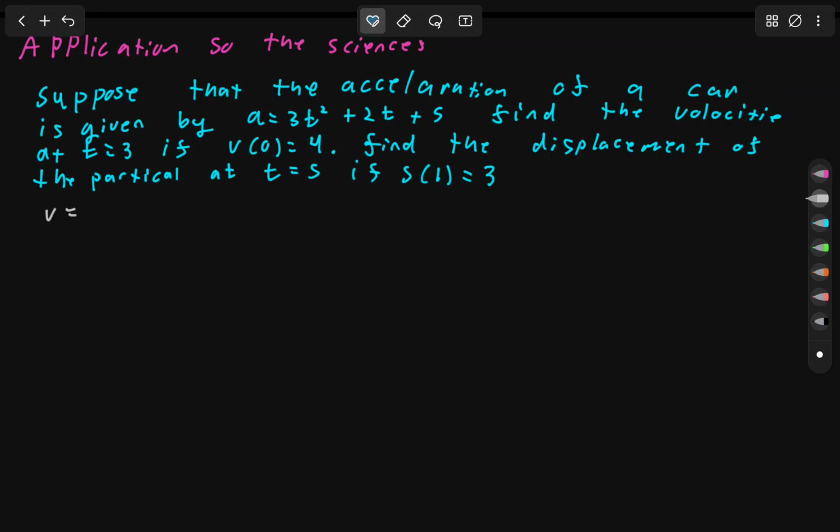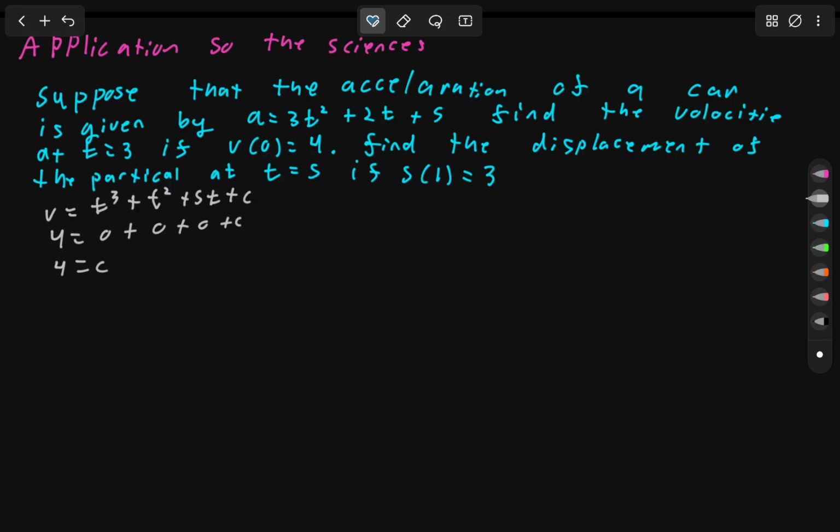So the antiderivative of 3t squared, that's t cubed. The antiderivative of 2t is t squared. The antiderivative of 5 is plus 5t. And then we have to add a constant of integration. Well, we know at t is equal to 0, the function is equal to 4. So 4 is equal to 0 plus 0 plus 0 plus c.